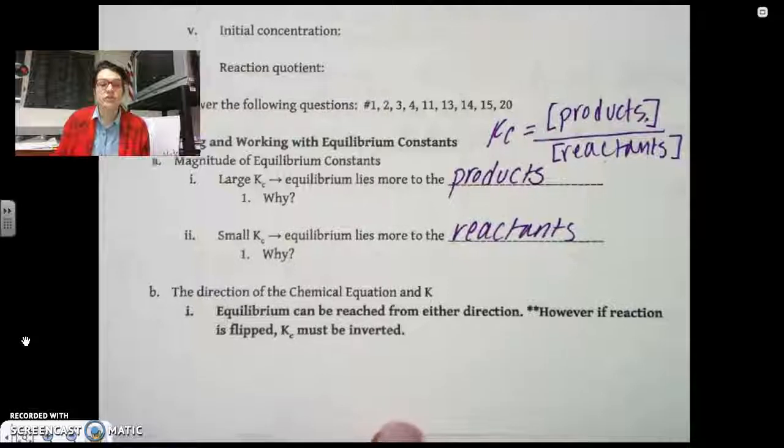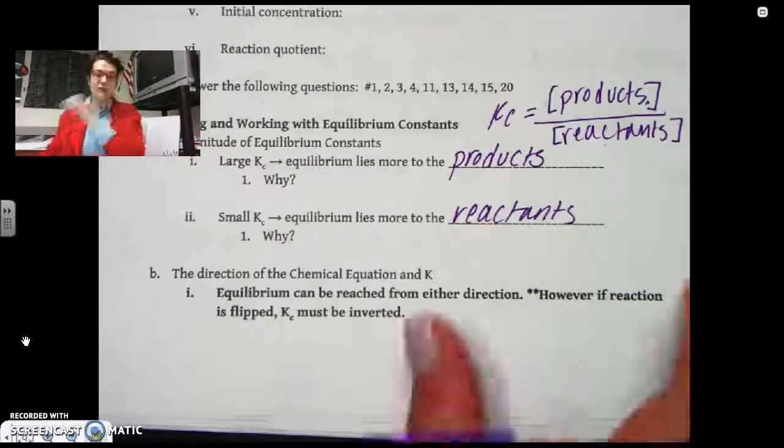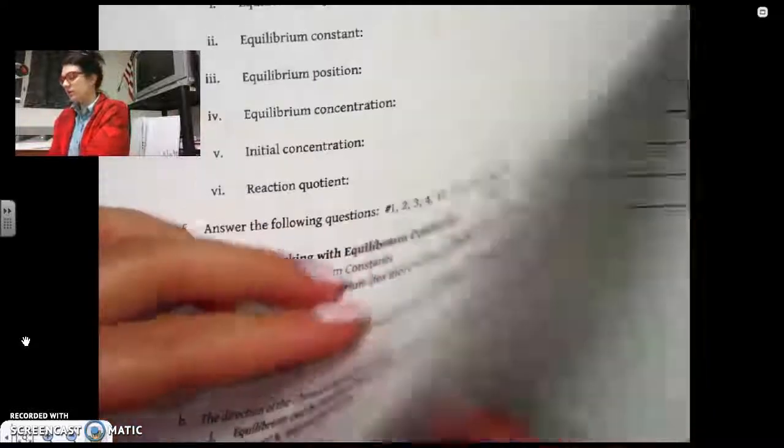Okay, so how do we reach equilibrium? Equilibrium can be reached from either side. I can either reach it from reactants to products or products to reactants. It doesn't matter. However, if the reaction is flipped, Kc must be inversed. So let's look at an example here.